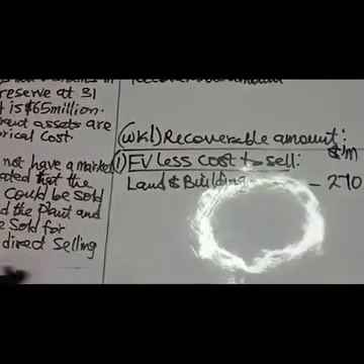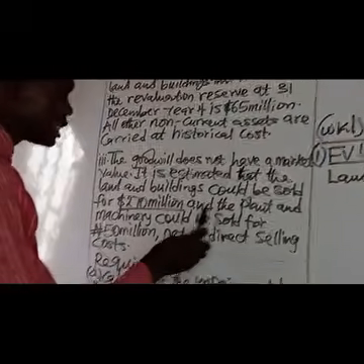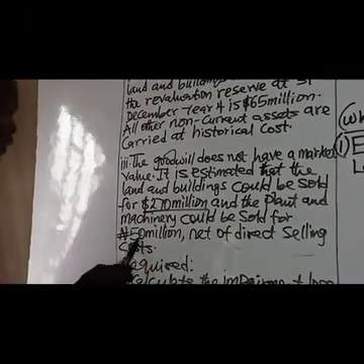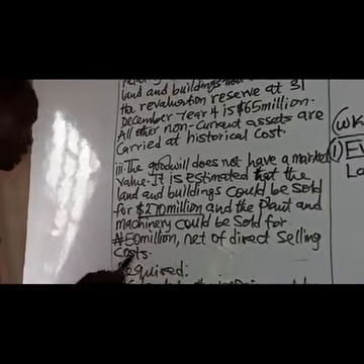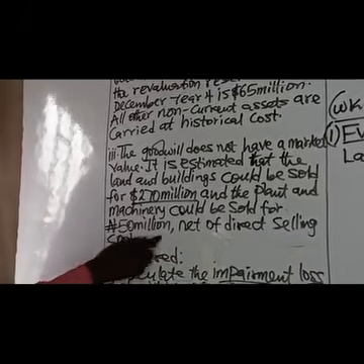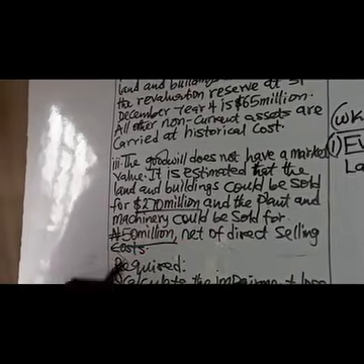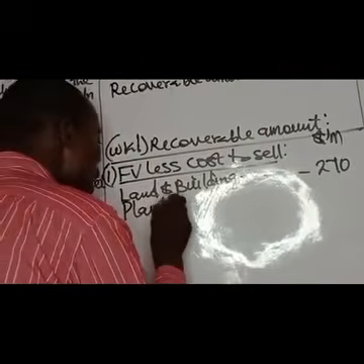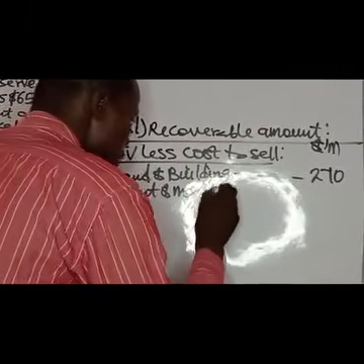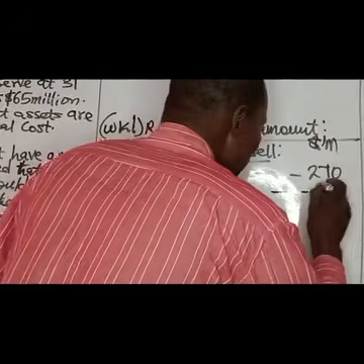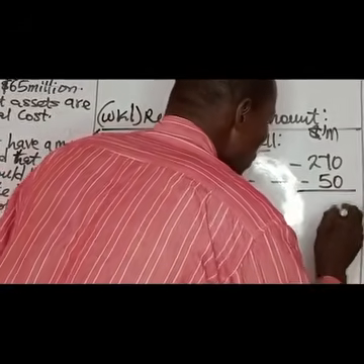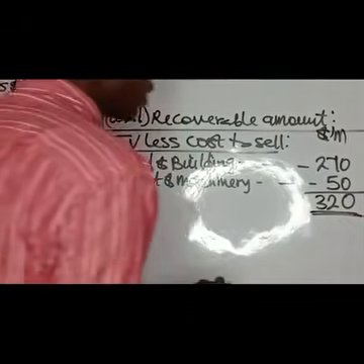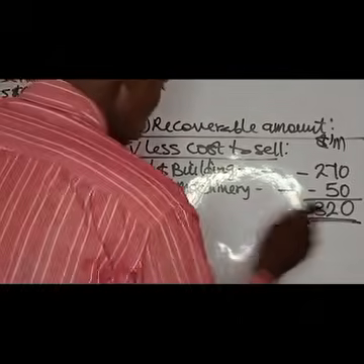270 million. Then the plant and machinery could be sold for 50 million, net of direct selling cost. So the fair value of plant and machinery is 50 million. So we have plant and machinery of 50 million. Now let's sum it up. So the fair value less cost to sell is 320.